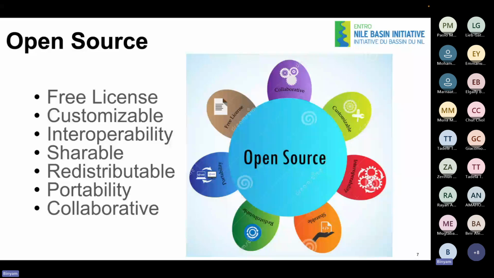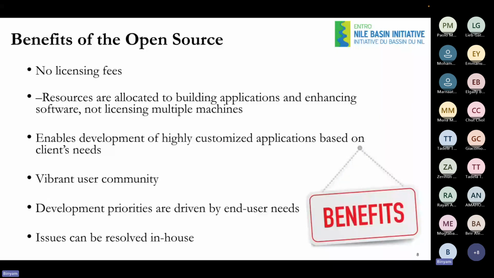The benefits of open source: no license fee. Resources are allocated to building applications and enhancing software, so not licensing multiple machines, you can just download and use it. It enables development of highly customized applications based on clients' needs. And a vibrant user community. That means whenever you request something, you will get a response related to that. They will even update it and send you the latest version. So development priorities are driven by end user needs.